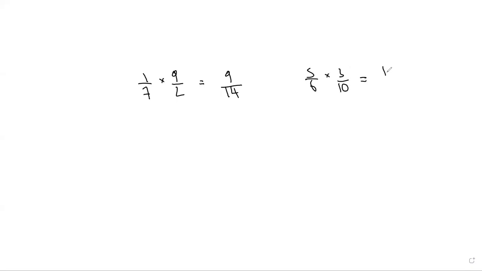So 5 times 3 is 15. 6 times 10 is 60. And we could take a factor out of this one. This is such a common fraction that I like, it's 1 over 4 because I just see it so often. But in this case, you could take out a 15 and a 15, and you get 1 over 4. And then what else do we have?